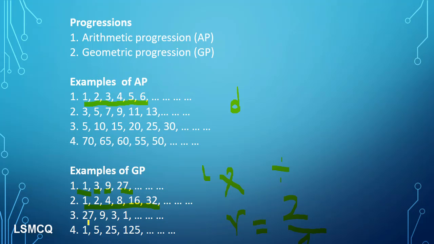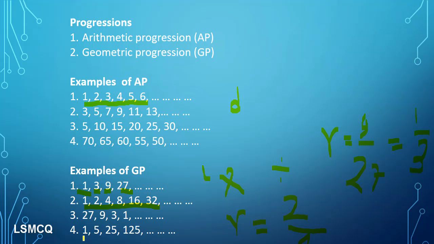In the third example, we have 27, 9, 3 and 1. You can also notice here that these numbers are decreasing very fast. So here the common ratio is 9 by 27, which means 1 by 3. 27 divided by 3 is 9, 9 divided by 3 is 3, 3 divided by 3 is 1. And the next number will be 1 by 3, and then 1 by 9, and then 1 by 27, and then so on. Let's go to the fourth example.